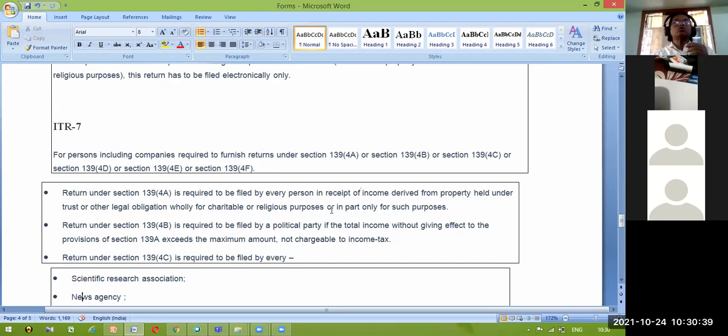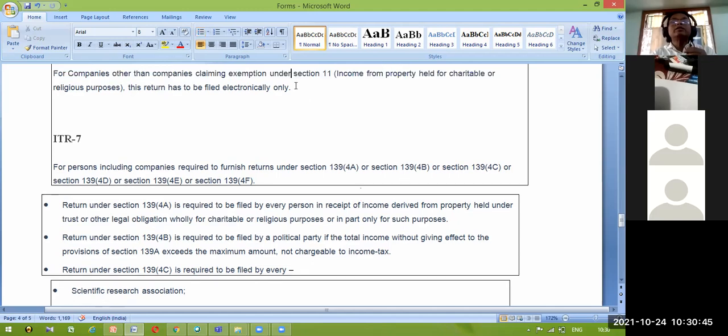They cannot go to other forms. They will be coming here. In number 6, we have clearly said that if you are claiming exemption under section 11, you cannot come to number 6. You shall go to number 7. Very clear, I am saying it in a very clear sentence.